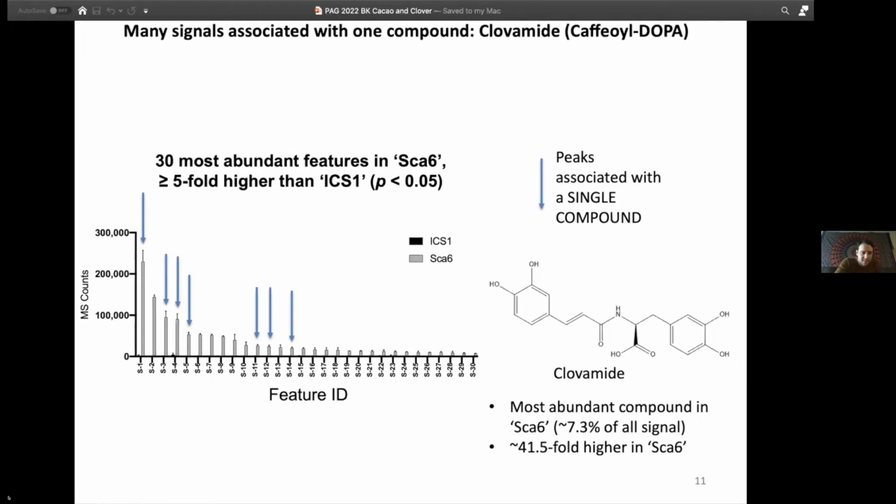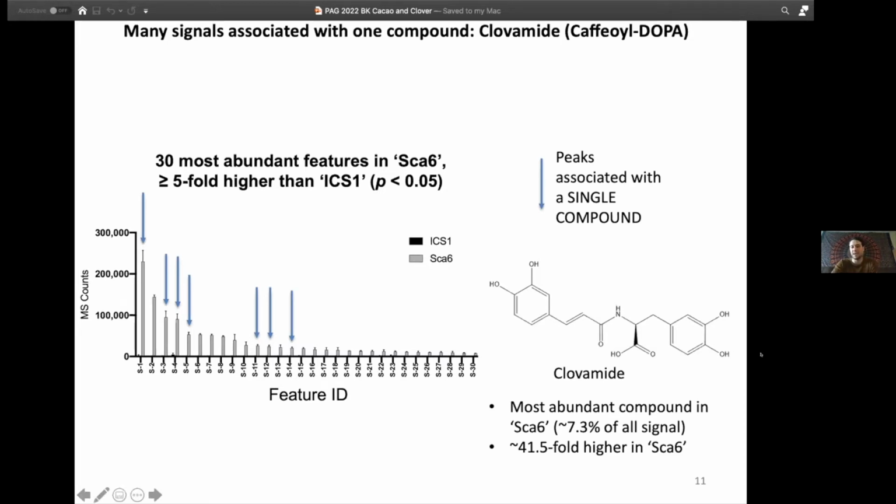And you can see there's a little tiny signal for ICS1 and a large signal for Scavena 6 for all of these. And these are all ions that were detected in mass spec. And one thing that happens with mass spec is that you can get multiple ions for the same compound. So every signal here with a blue arrow is associated with actually a single compound. And that is Clovamide, shown here, this phenolic compound. And it was the most abundant signal in Scavena 6 based on the mass spec signal, and it accounted for about 7% of the metabolome signal.